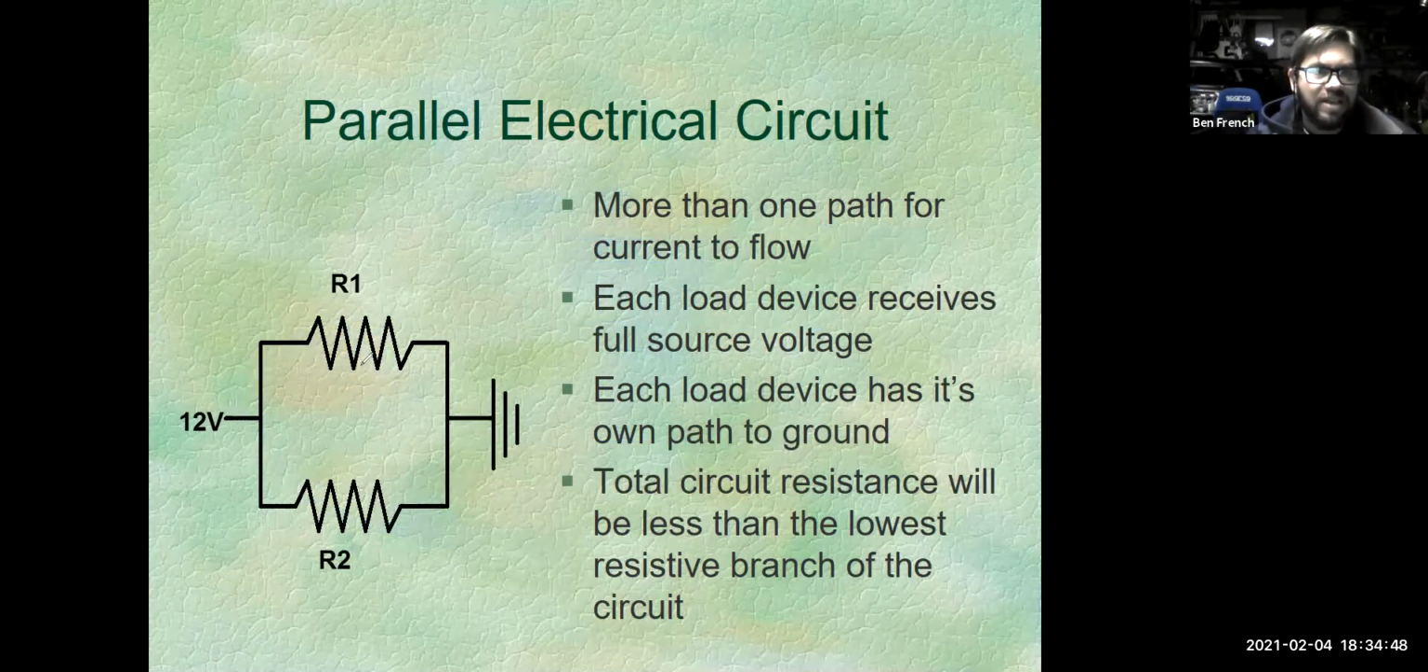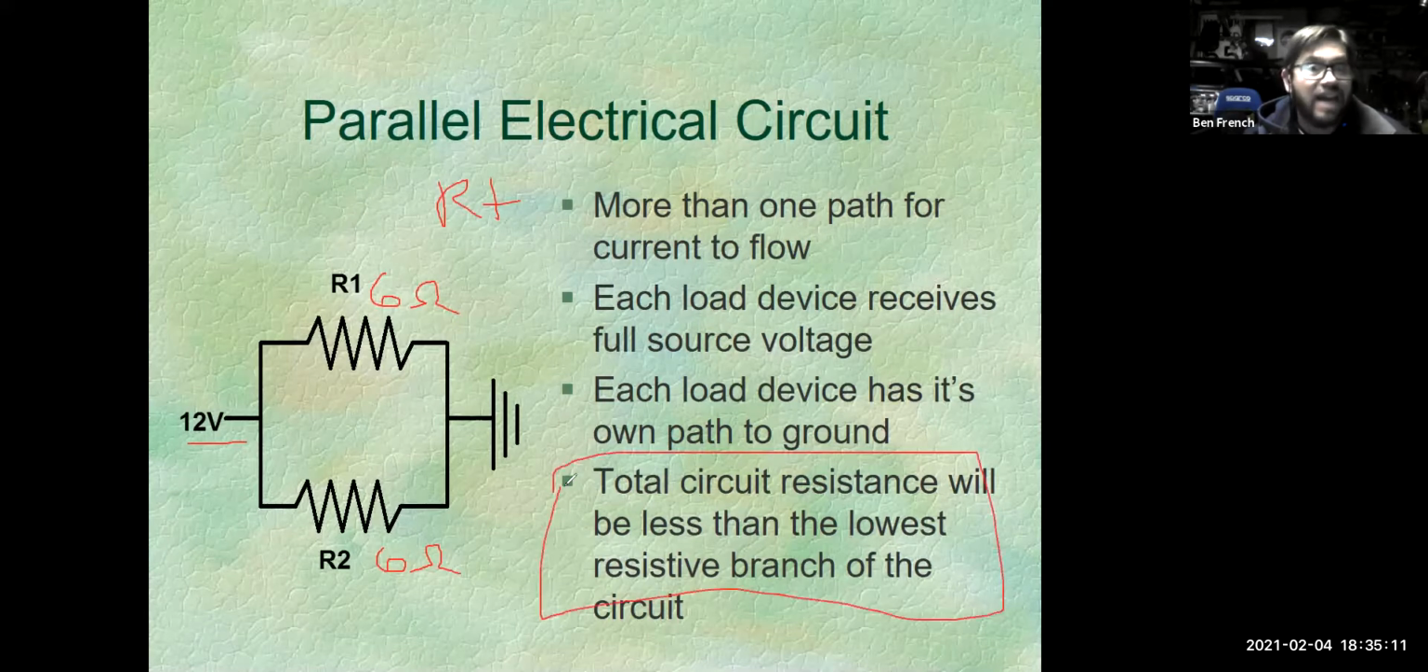In that, let me give you an example. We know we have 12 volts here. Let's say that this is 6 ohms. This one's also 6 ohms. Okay. The total resistance of this circuit, the RT, it wouldn't be 6 ohms. It wouldn't be 12 ohms. It's going to be less than 6 ohms is what this is telling us. In fact, I'll tell you what it's going to be. It's going to be 3 ohms.